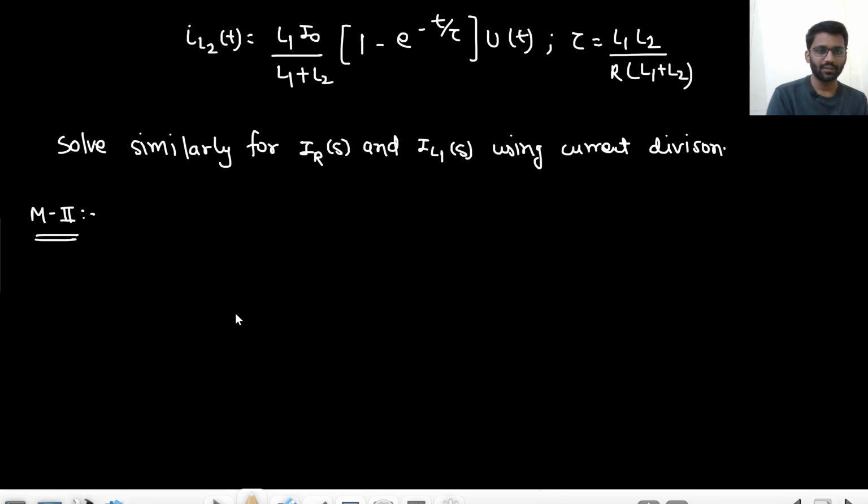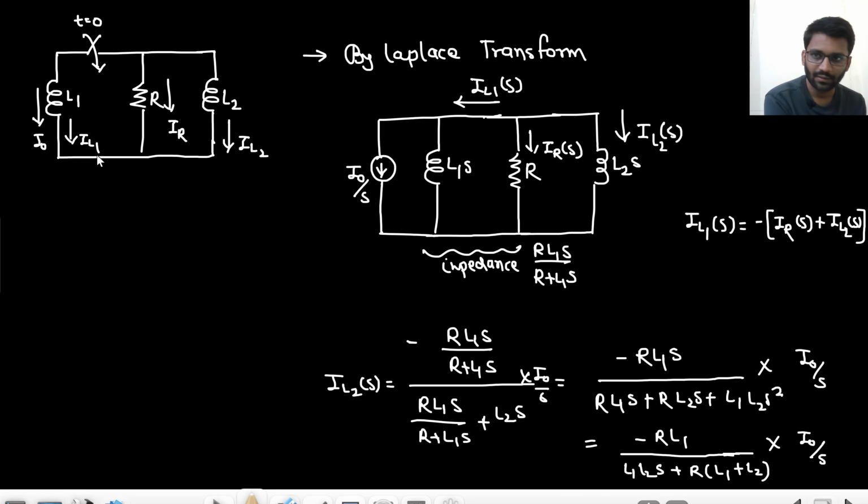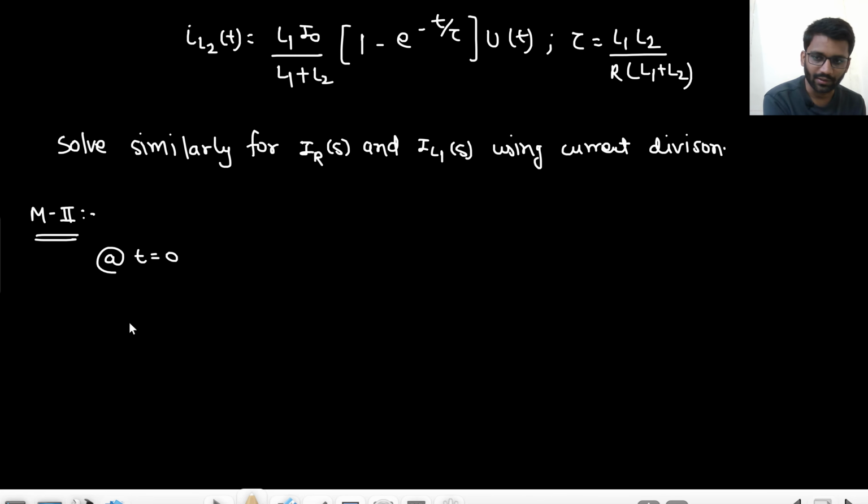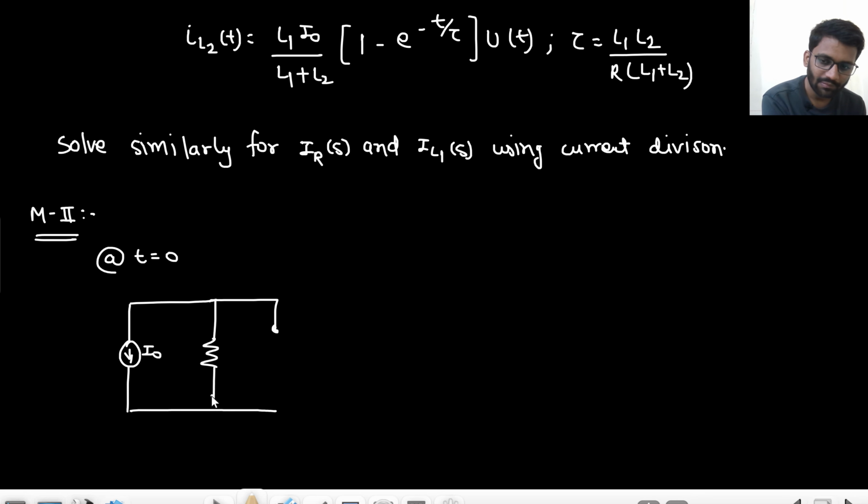So you can also think what is happening at t equals to 0. At t equals to 0, what is happening? This inductor is initially having I naught current, right? This is the resistance R we are having, and here it is open circuited. This was our IL1. Forget about it. I will just write this is L1, this was R, and this is L2.